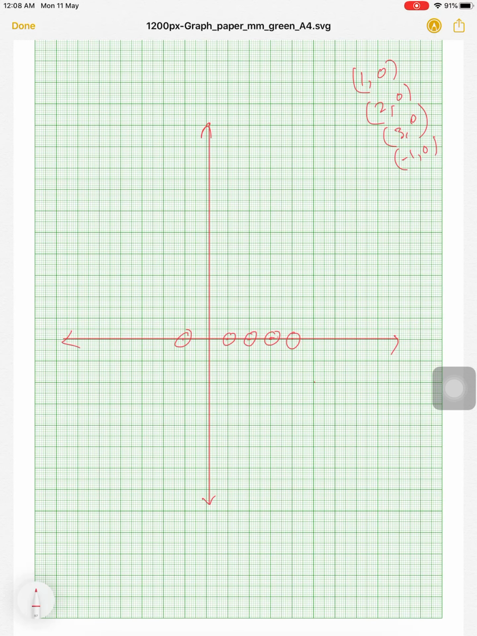That means this line is just on the x-axis. So if I take the y value as 0, that is, y equal to 0, this line gives me the x-axis. This is the equation of the x-axis. Similarly, if I take x equal to 0, it will give me the equation of the y-axis. This is the equation of the y-axis.